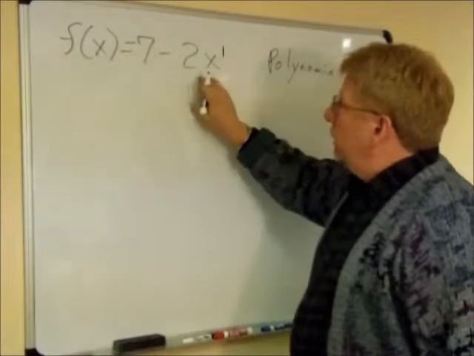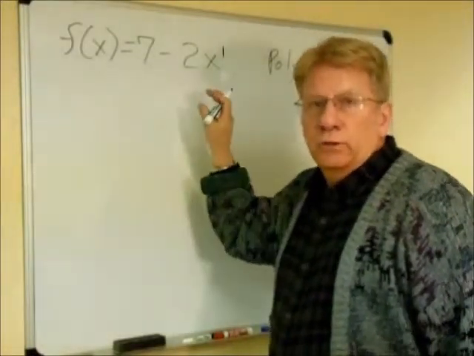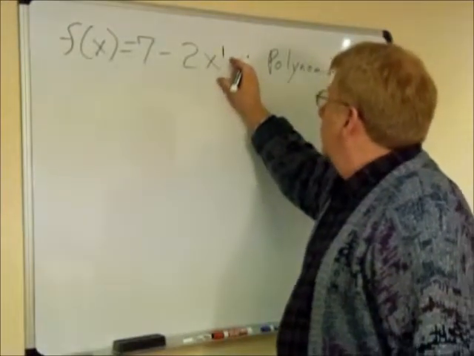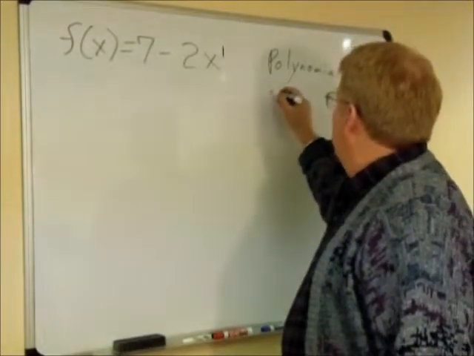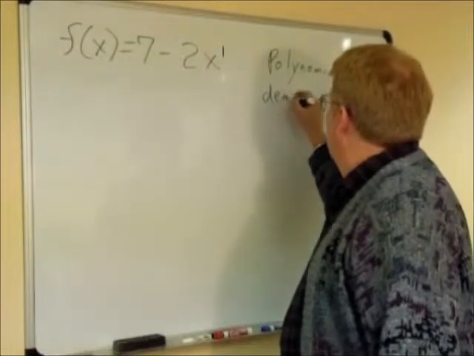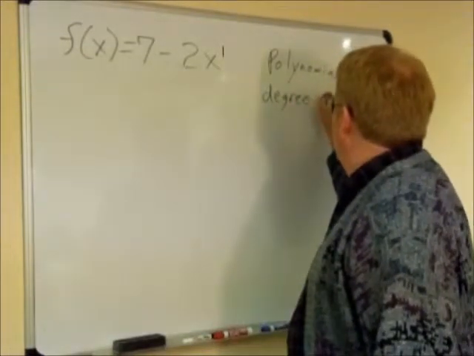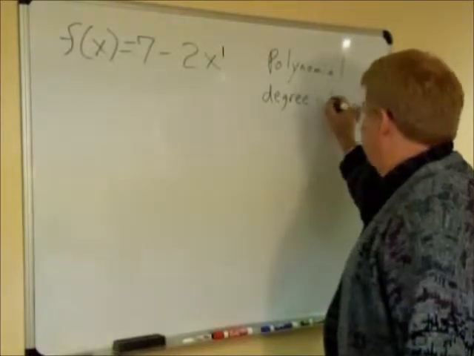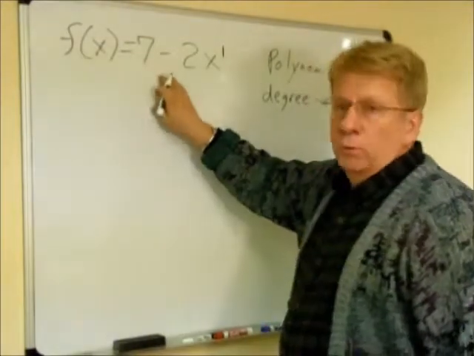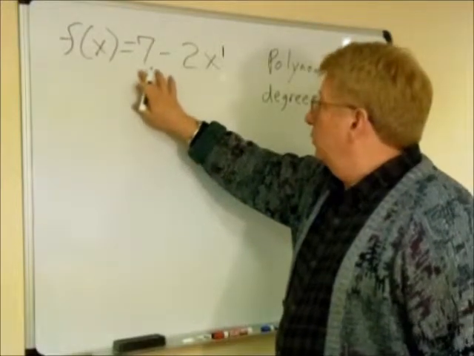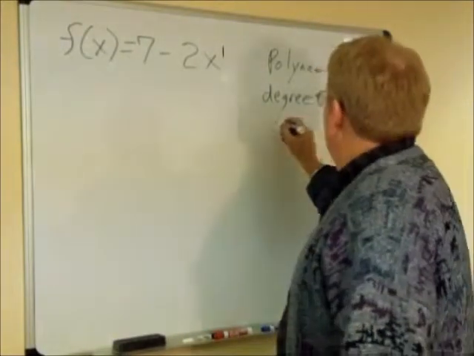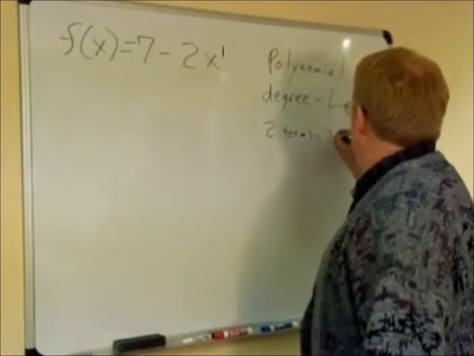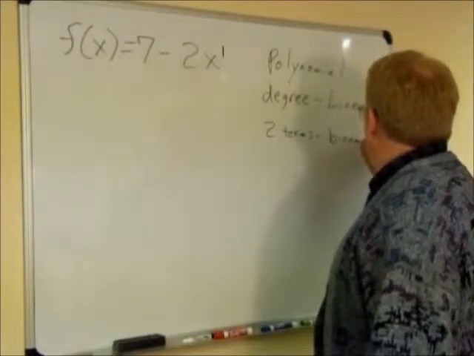And as far as degree, it is the highest exponent in any term, which in this case is 1. So the degree is 1, which is linear. As far as the number of terms, this is a term and this is another term. So we have two terms, which would be binomial.